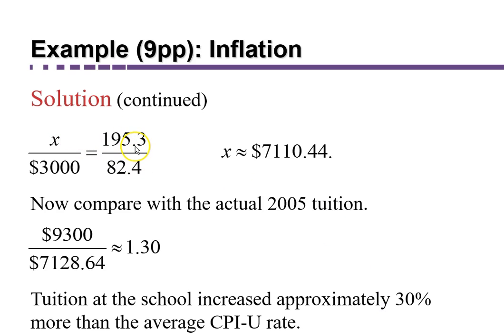And then here we don't have that information, but we'd have to get it from some sort of chart. Just copy it down. Again, we don't know what it should be. Now, when we figure it out and we do the cross multiplication, we get $7,110.44. We're just rounding that off. Now, when you compare what it should have been in that time to what it actually is, you'll see that the price has increased by 30% beyond what normal inflation would result in.